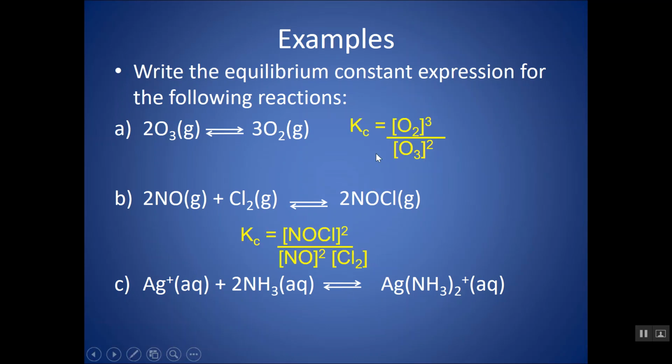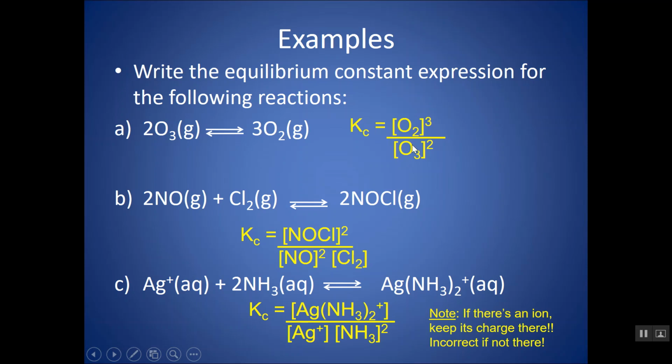Okay. Take a moment, try this example, do it out for all three just for practice, and check your work. Okay, so here's the first one. Notice to make sure you keep the subscripts. Okay, here's the second one, products over reactants raised to the power that is the coefficient. And here's the last one, and just notice if there is a charge in there, if there's an ion, just make sure you keep it in the formula. It's part of the formula.